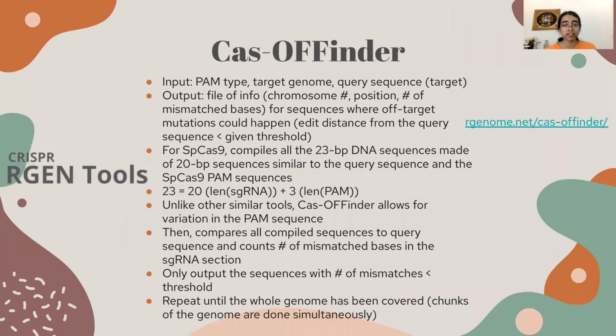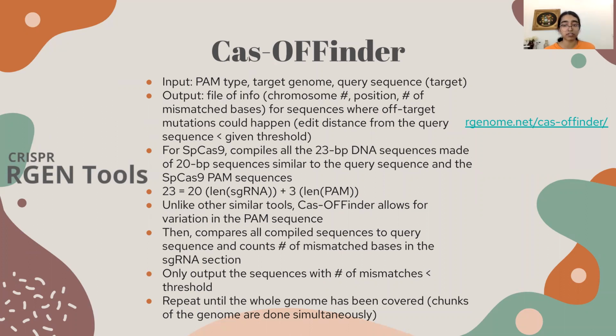Next, Cas-OFFinder, made by Hanyang University, Korea, finds possible regions in the genome where off-target mutations could occur. It takes in a PAM type, the target organism or genome, and the query sequence, which is the target sequence meant to be edited. It returns a file of information like position and number of mismatched bases on each sequence it found where off-target mutations could happen. Using the SpCas9 editing method as an example, Cas-OFFinder finds all 23 base pair long sequences in the genome that are similar to the 20 base pair long guide RNA and the 3 base pair long PAM.